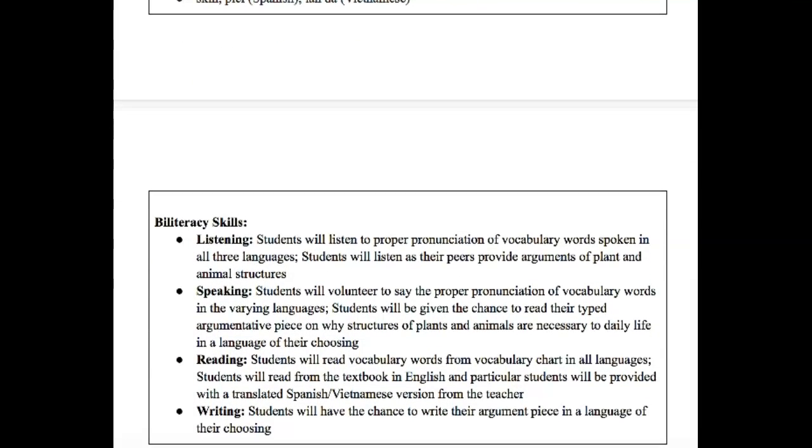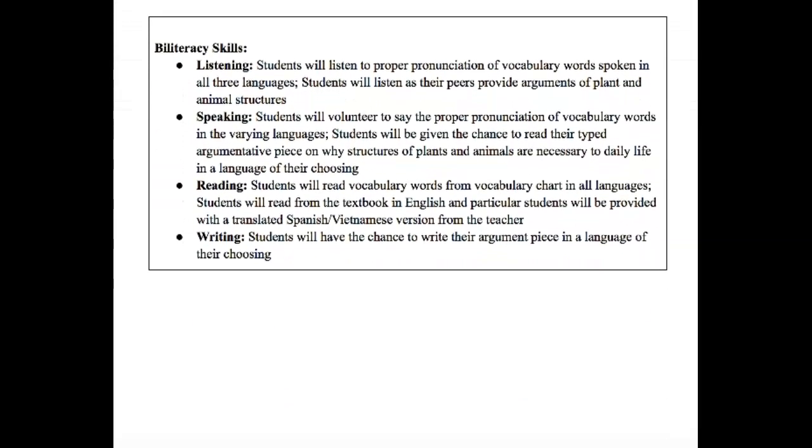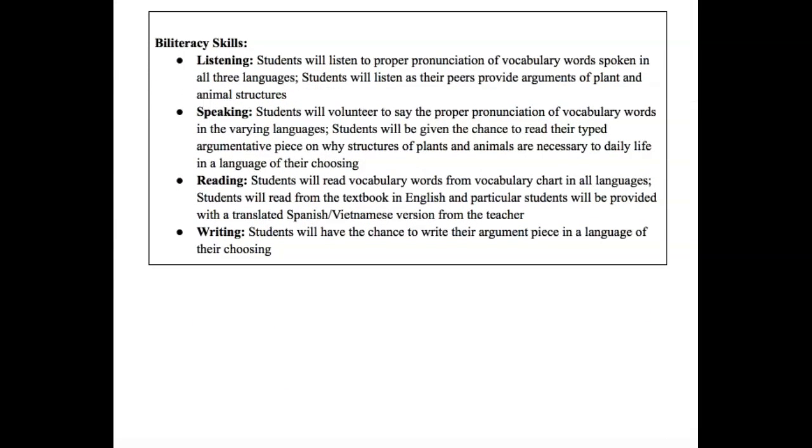Moving down to our biliteracy skills. For listening, we have that students will listen to proper pronunciation of vocabulary words spoken in all 3 languages. So maybe a student that is an English language learner in Spanish can volunteer to pronounce a certain vocabulary word in Spanish for the others, as well as Vietnamese. And then the second one for listening, we have that students will listen as their peers provide arguments of plant and animal structures. For speaking, we have students will volunteer to say the proper pronunciation of vocabulary words in the varying language, as I said.